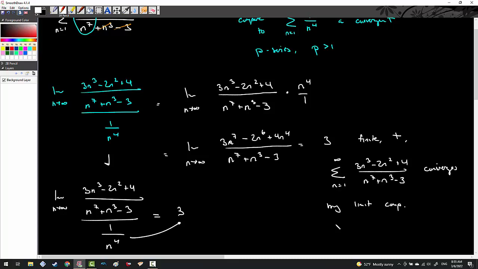So hopefully the comparison test makes sense. Again, the hardest thing about this is having your own hypothesis and figuring out what you are going to compare your series to. But it just takes practice. Usually, try to think of p-series, integral test, and geometric series. Those are going to be things that you're going to want to compare it to. But hopefully it makes sense.